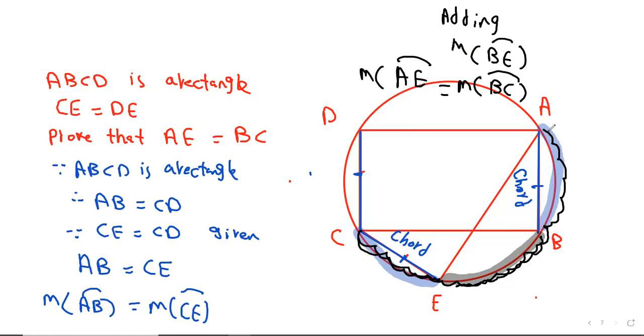And having two equal arcs leads to two equal chords. So the chord opposite to arc AE is the line segment AE, or chord AE. So chord AE equals, here we have the arc BC, and the chord opposite to it is chord BC. So AE equals BC. That's it.